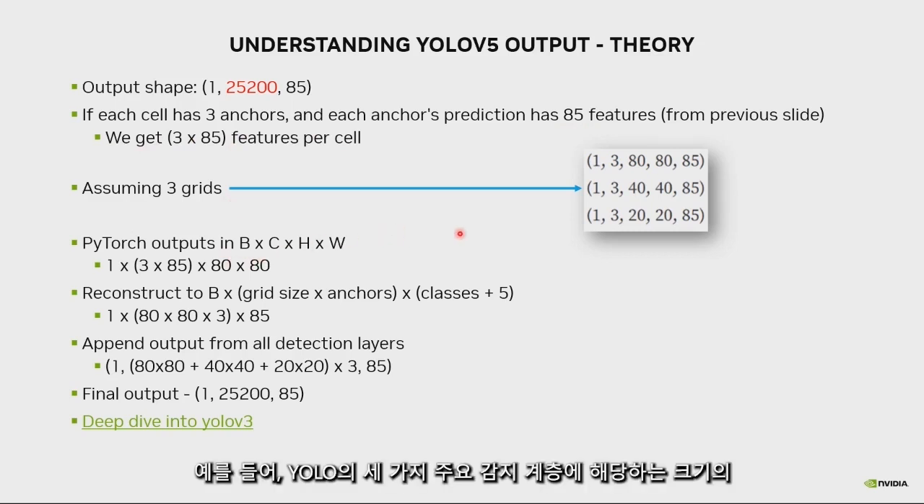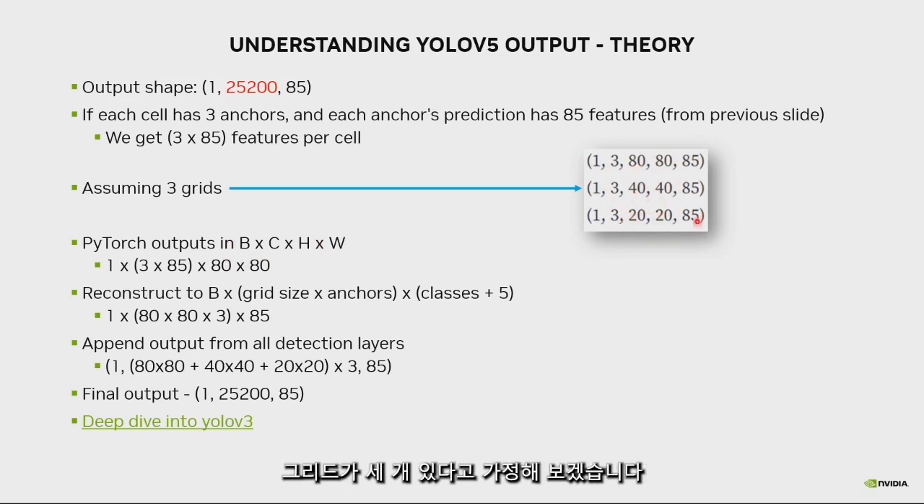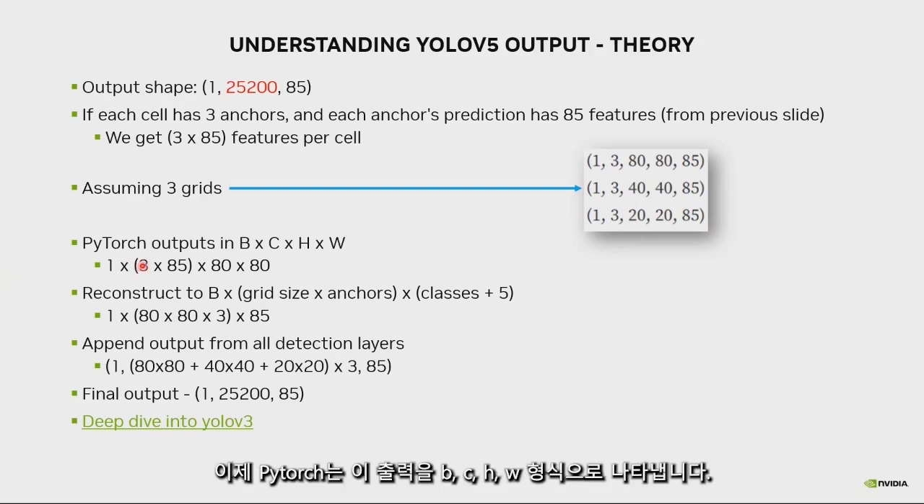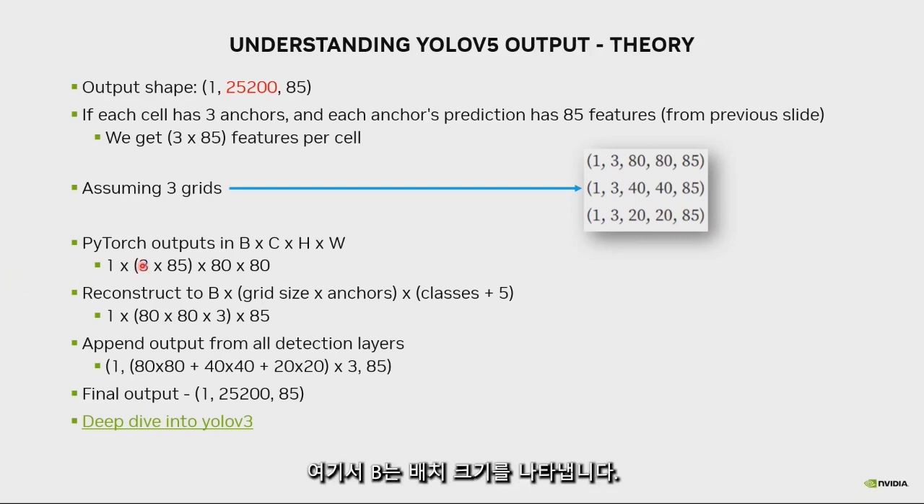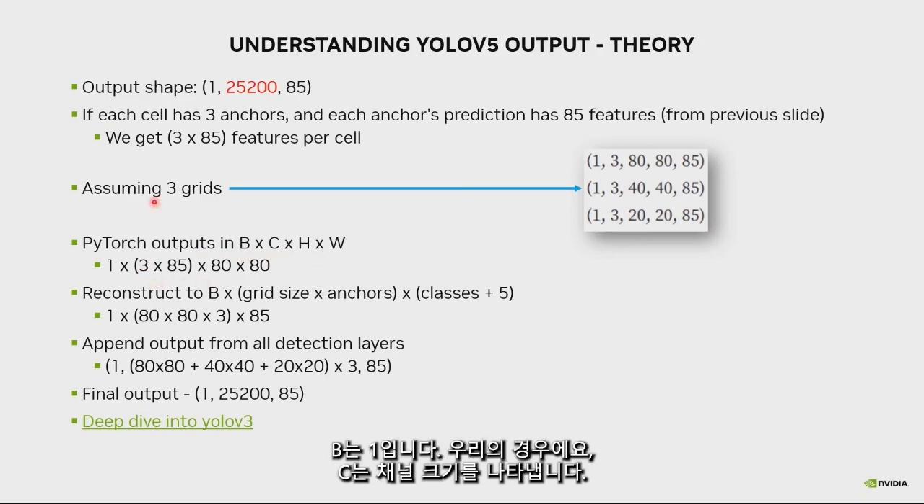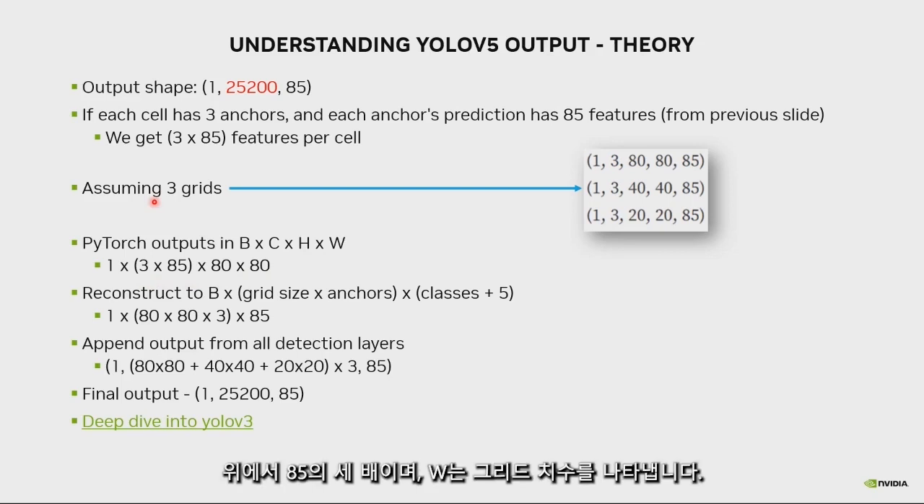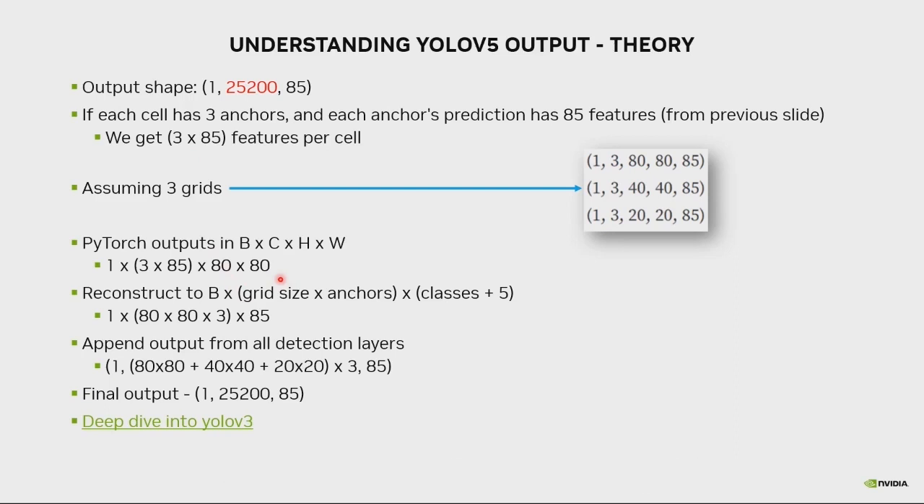So let's say we have 3 grids of dimensions 80 by 80, 40 by 40, and 20 by 20, corresponding to the 3 main detection layers in YOLO. Now PyTorch represents this output in B, C, H, W form, where B represents the batch size, so 1 in our case. C represents the channel size, so 3 times 85 from above. And H by W represents the grid dimensions. So if we're currently considering the grid size of 80 by 80, then that number is represented here.